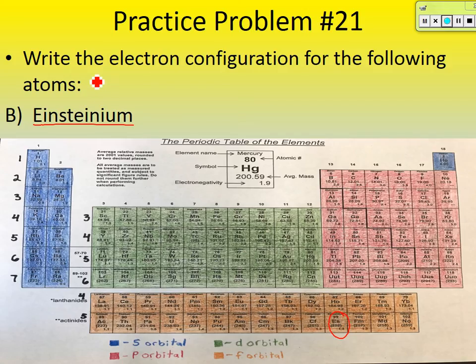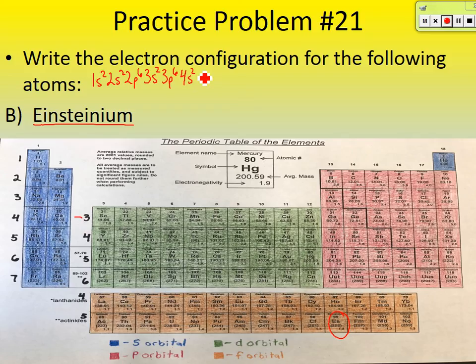We've got to fill it from the start. So there's 1s2, there's 2s2, there's 2p6. We're done with the 2nd row. 3s2, 3p6. We're done with the 3rd row. Let's go to the 4th row. 4s2. Okay, now we're to here.